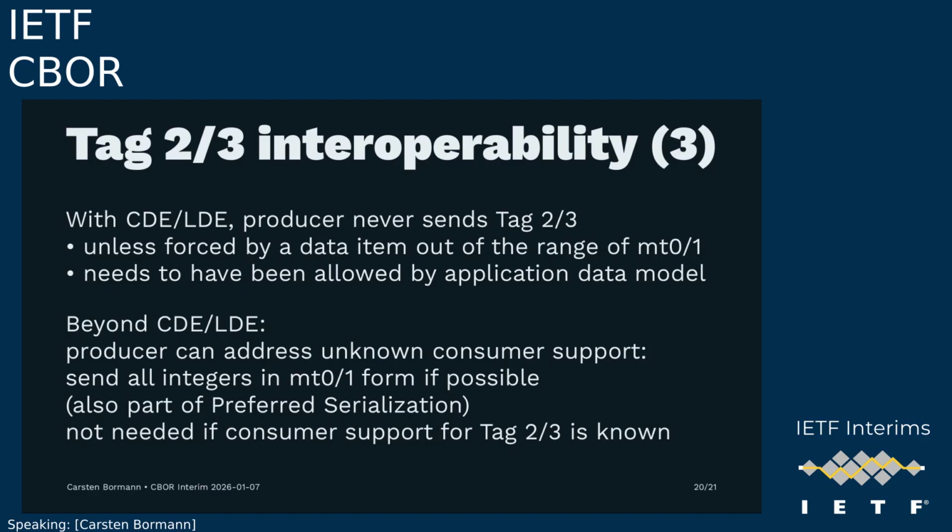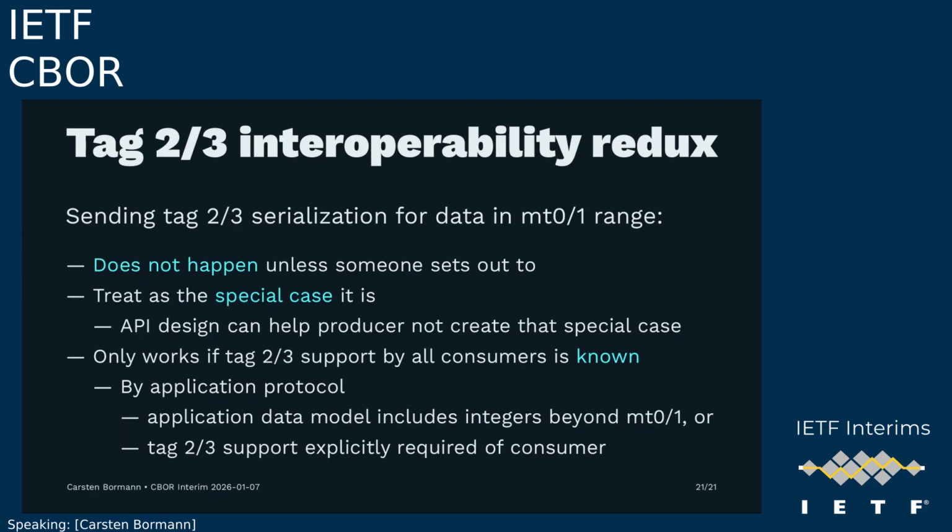for them. Okay, so if we are not using deterministic encoding, then the producer can still address the fact that it doesn't know what the consumer supports by sending all integers in major type 01 if they fit, which also, by the way, is what preferred serialization does. So that is actually a takeaway. If we don't know about the consumer support of tags 2 and 3, we shouldn't send those tags, which maybe is trivial, but it's worth saying.